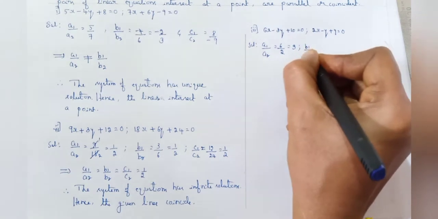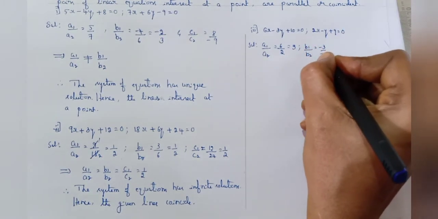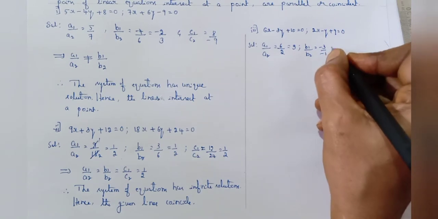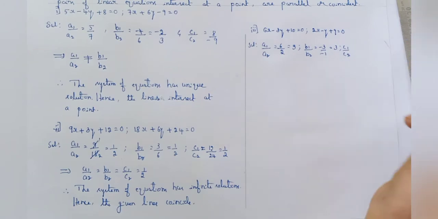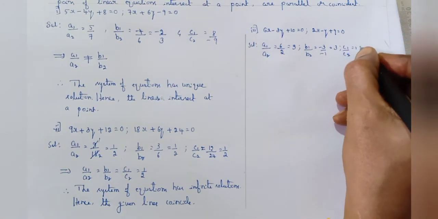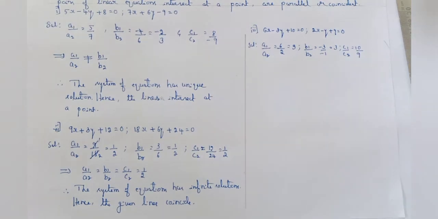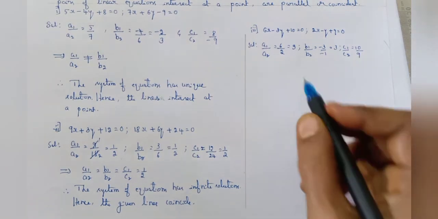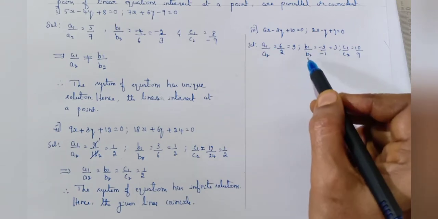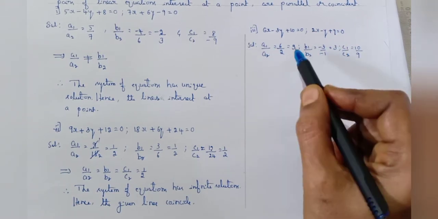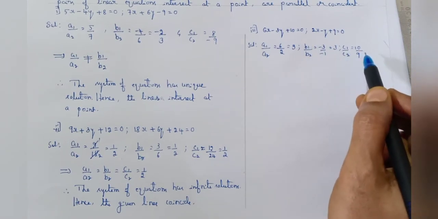Next b1 by b2. b1 is minus 3, b2 is minus 1. Minus 3 by minus 1 is plus 3. And c1 by c2. c1 is 10 and c2 is 9. It is not divisible. Keep as it is. Now see the ratios. Here a1 by a2 is equal to b1 by b2. Both the ratios are same, that is equal to 3, and c1 by c2 is 10 by 9.